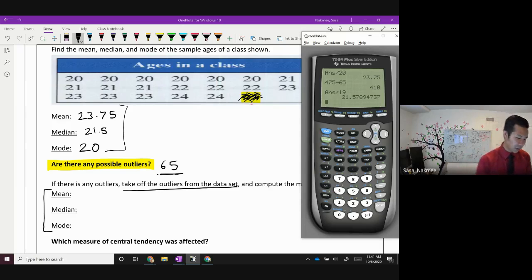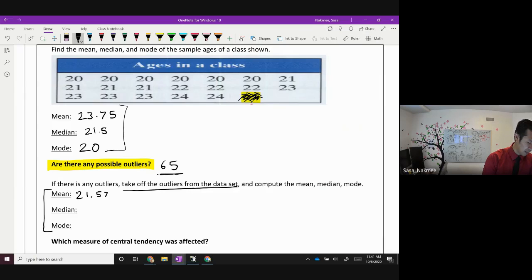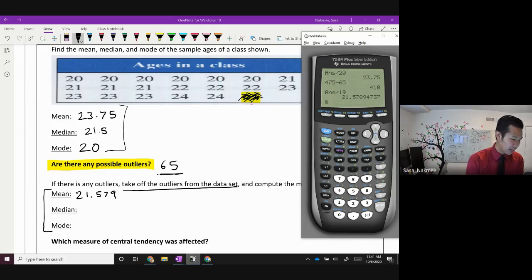21.5789. And if you want to round that, you could just round that to 21.57. I'm going to round that to 21.579. If you rounded it to 21.58, that's also correct. 21.58 is perfectly fine. 21.579 isn't any more correct than 21.58. I just want you to get used to seeing the decimal actually at the end there.